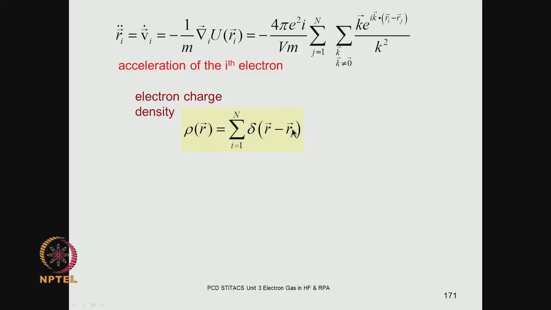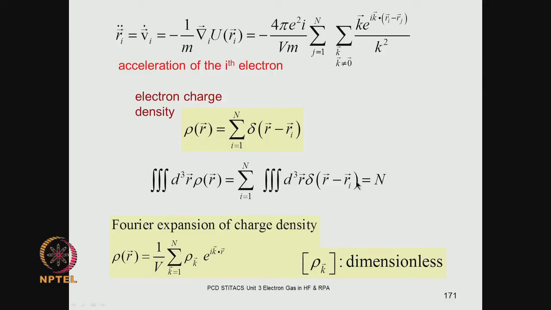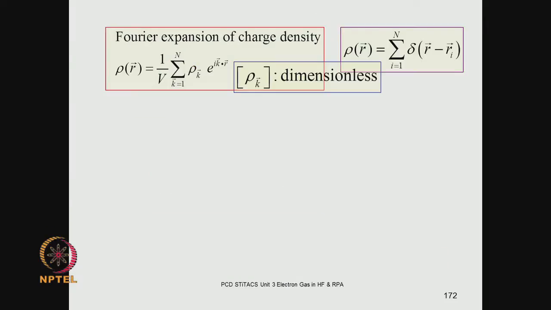What is the electron charge density? We had this relation earlier with us. We know that when you integrate this charge density, you get the total number of electrons. We discussed this. We have the Fourier expansion of the charge density in terms of the Fourier components rho k, which in our system of equations is dimensionless. The left hand side has got a dimension of 1 over volume. It is the number per unit volume, and the inverse volume dimension is taken care of by 1 over v over here. So the equation is essentially balanced dimensionally. So these are our expressions for the Fourier expansion of the charge density.